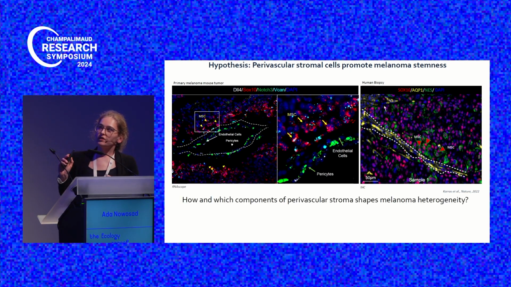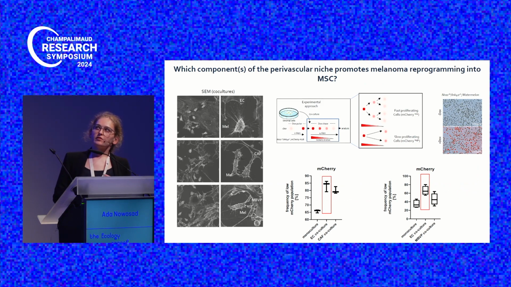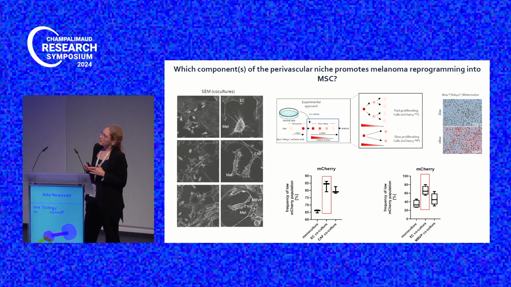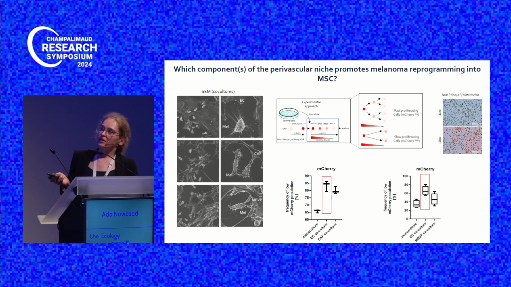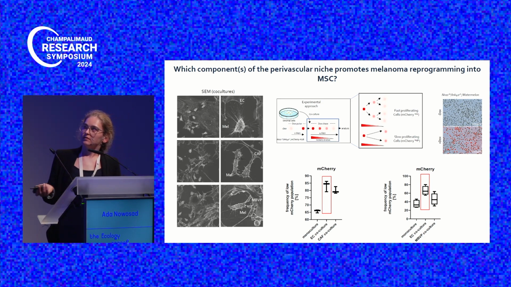So we were wondering which exact component of the perivascular niche is important to keep this phenotype. And to answer this question, we opted for a reductionist approach, in which we co-cultured our melanoma cells expressing a doxycycline-inducible mCherry-H2B model, to follow the proliferation of those cells, with different stromal populations, such as endothelial cells, fibroblasts, and pericytes. And as you can see from the quantification, each stromal population that we tested was able to stimulate melanoma growth, but endothelial cells have the strongest effect.